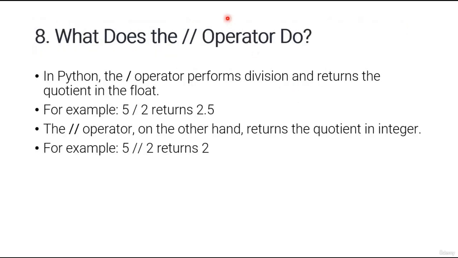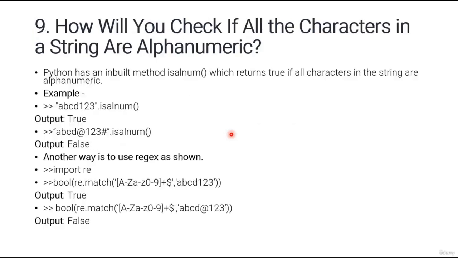What does this operator do? In Python, this division operator performs division and returns the quotient as a float. For example, 5 divided by 2 returns 2.5. On the other hand, this other operator, which is also called a division operator, returns the quotient as an integer. If we want our quotient as an integer, then we have to use this operator. If we want our quotient in floating point, then we have to use the single operator. For example, if we divide 5 by 2 with the integer division operator, it returns 2. So it will give an absolute integer.